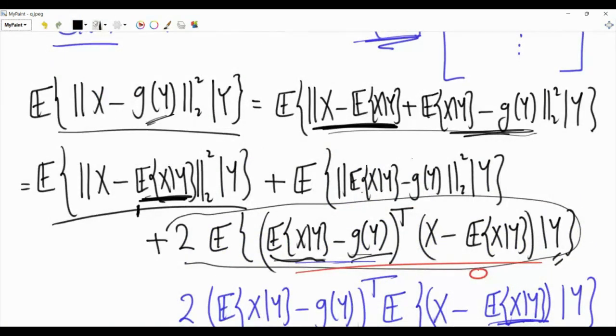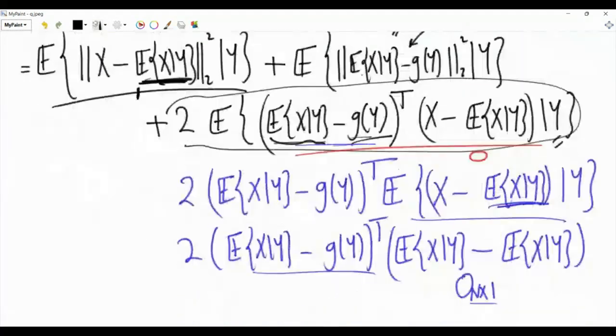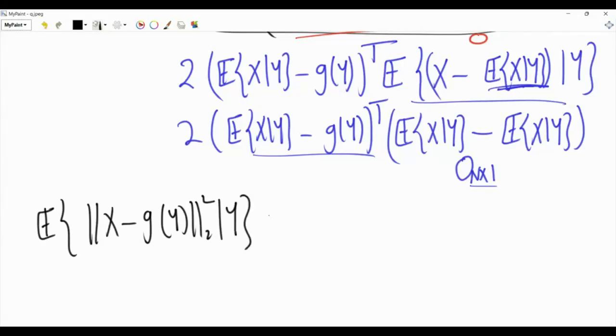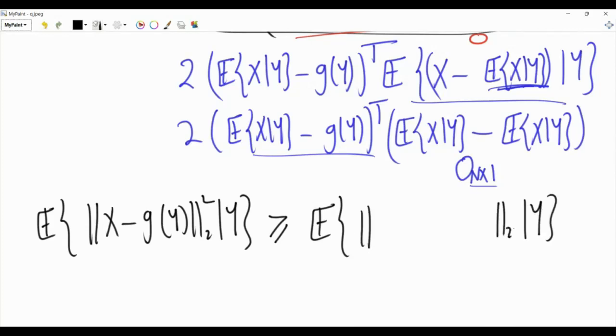The second term, the most important thing, is that it is the expectation of the L2 norm squared. So this is a quantity that is greater than or equal to 0. So the mean squared error given y, if we use the g's as estimators, is the mean squared error if we use the expectation of x given y as the vector of estimators plus a non-negative quantity. So the conclusion is that for every g, the expectation of the L2 norm squared of x minus g of y, and this expectation is given y, is greater than or equal to the conditional expectation given y of the L2 norm squared of x minus the expectation of x given y.